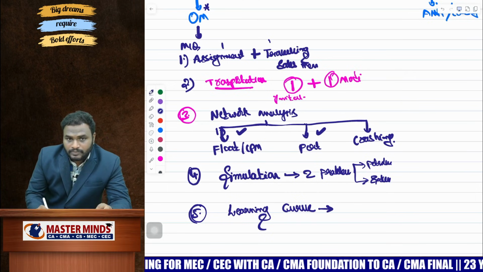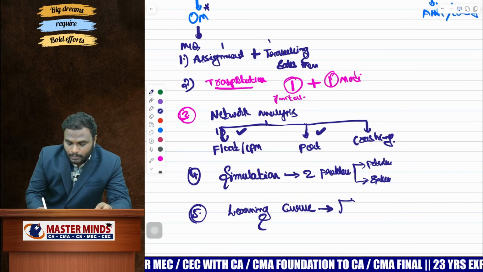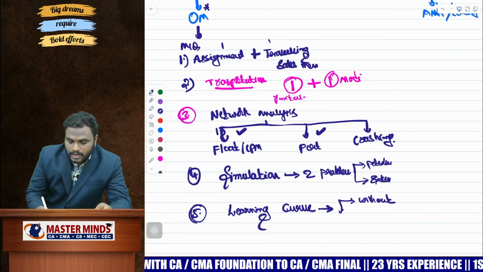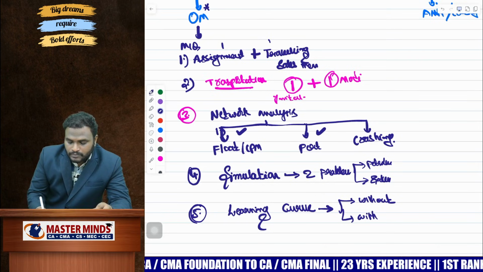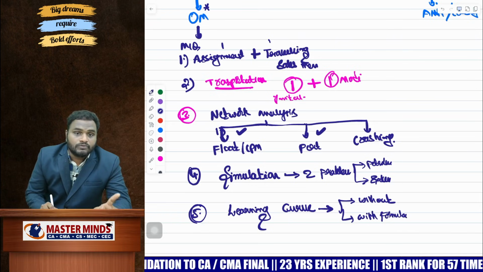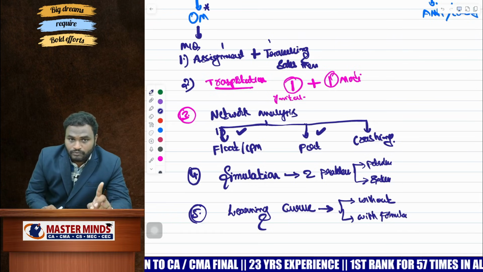A learning curve, you have to practice two problems. One problem is without the formula, another is with the formula. You have to practice these two problems, with the formula and without the formula. Don't forget.